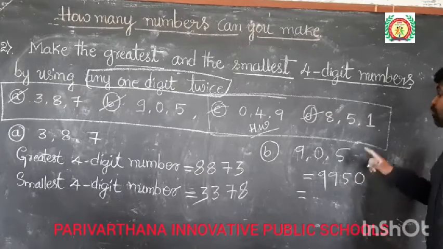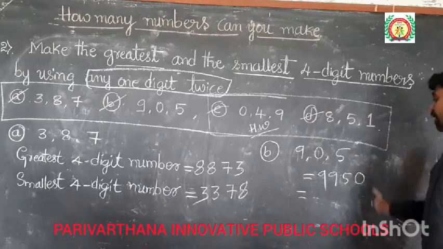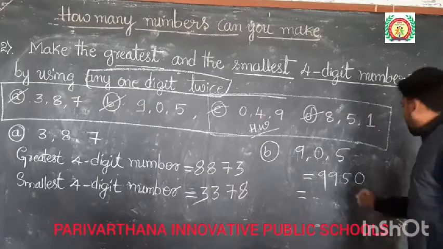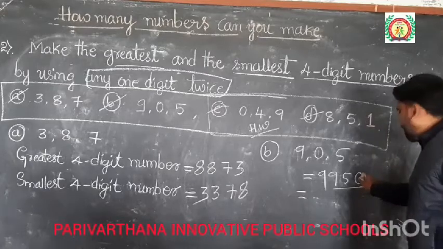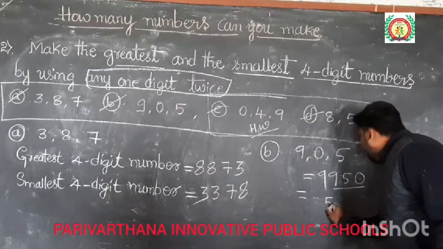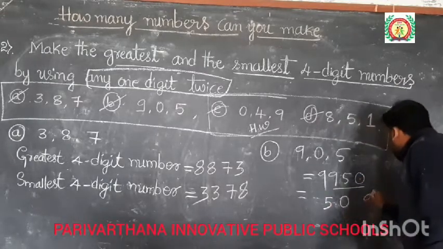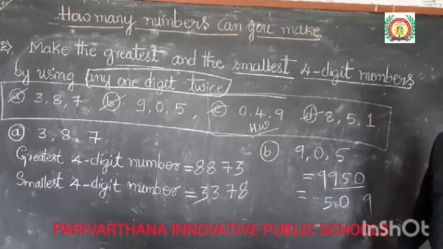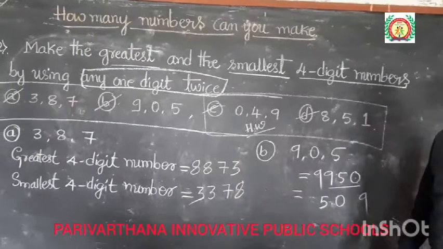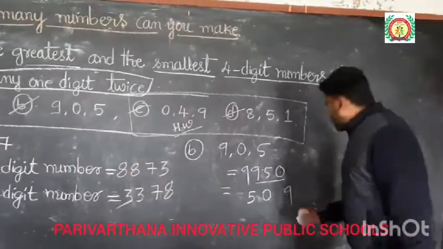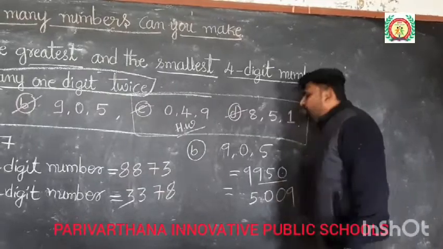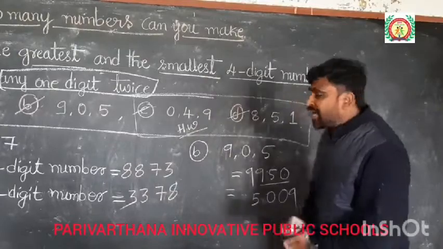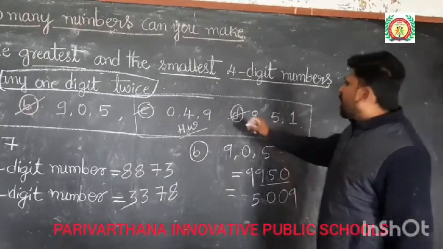Correct? For the smallest number, when 0 comes, very carefully you have to write the answer. Of these 3 numbers, 0 we have to use in the middle. That means 5, 0 and 9. Correct? 1 digit we have to use 2 times. The small digit will be 0. That means 0 you have to use 2 times. Answer is 5,009. Same for this one.